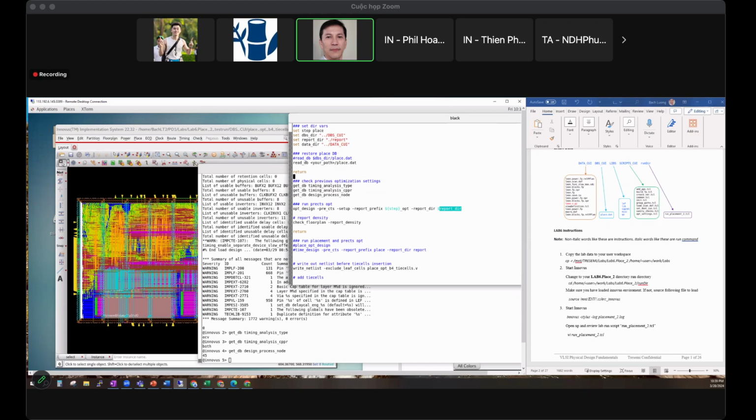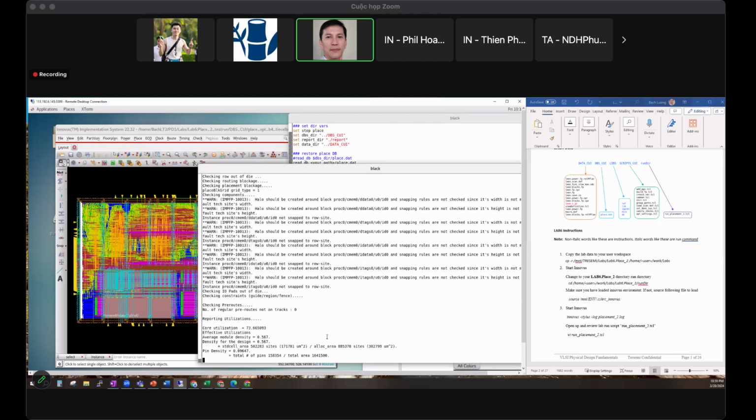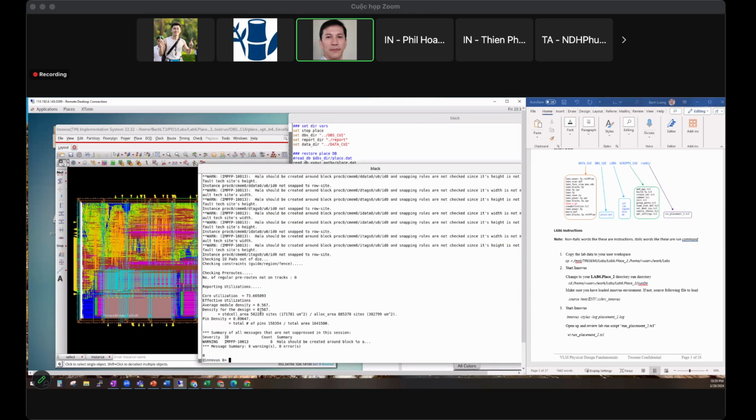So this takes a little bit. I already ran it in this DB here. It takes probably about 5 to 10 minutes. So I already ran it, and you just cut and paste this. After that, I normally just do check place, check density. Here you see it's 56%.